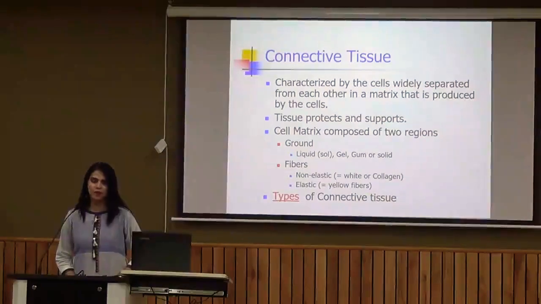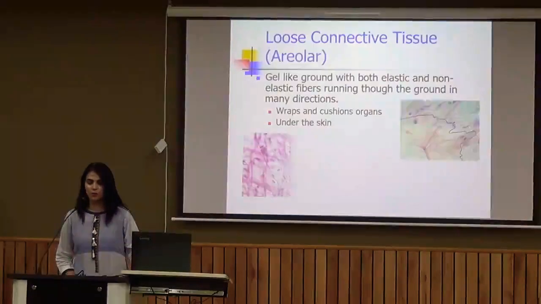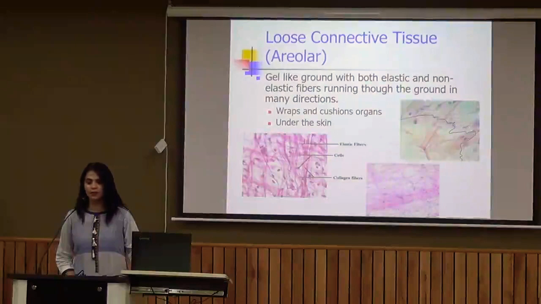Now the types of connective tissue. There are different types: loose, that is areolar connective tissue, then dense connective tissue, adipose, cartilage, bone, blood, etc. Connective tissue is classified into many types on the basis of the nature of the matrix, where they are located, and their function. First of all, we are going to talk about areolar connective tissue. It is a loose connective tissue.